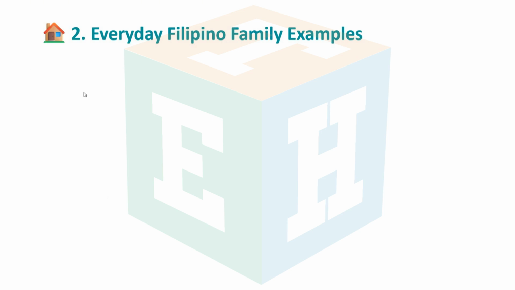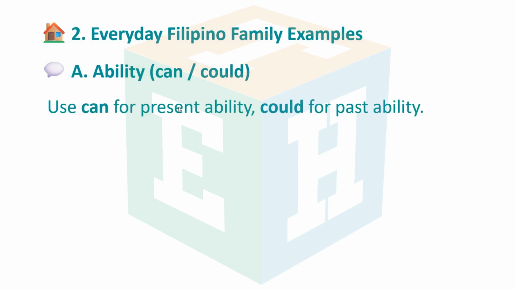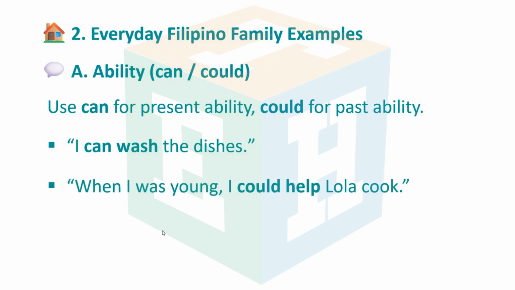Number 2. Everyday Filipino family examples. A. Ability, can/could. Use can for present ability, could for past ability. I can wash the dishes. When I was young, I could help Lola cook.